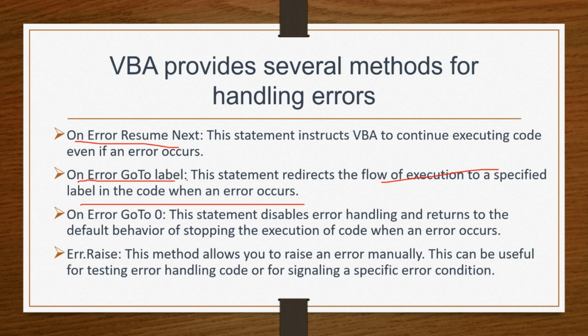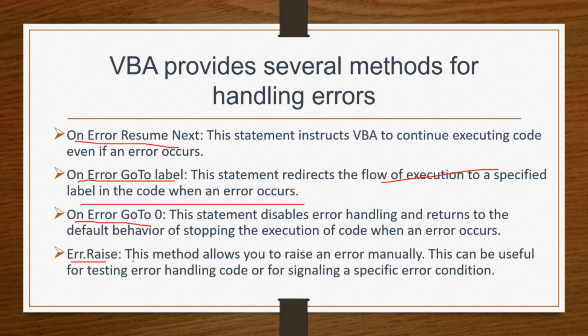Suppose any error occurs. If you want to highlight that error and give the user some information through a description or message box or other things, you can use this. The third one is On Error GoTo 0. When an error occurs and you handle that error, if you want to neutralize it further in your program, if you want to turn it off, you can use On Error GoTo 0, so that the previous error handler can be neutralized.